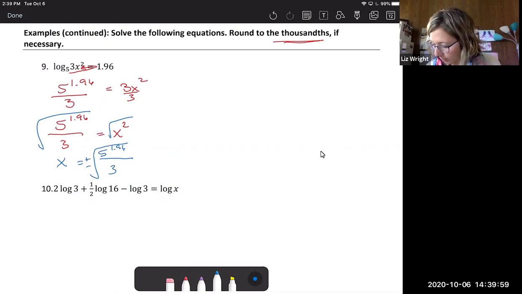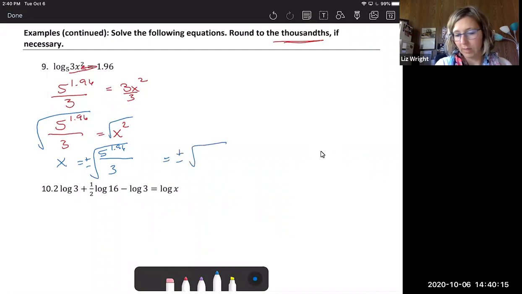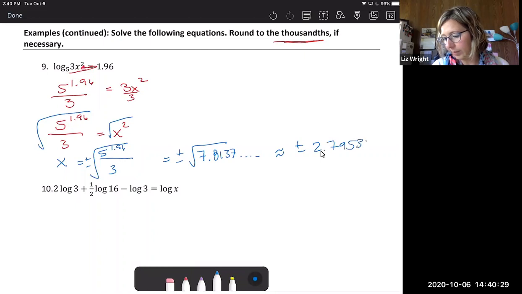So I'm going to put that in my calculator. 5 to the 1.96 equals, divided by 3 equals, and I'm getting like 7.8137, and it just keeps going. And then I'm getting plus or minus 2.79530, and then that keeps going.